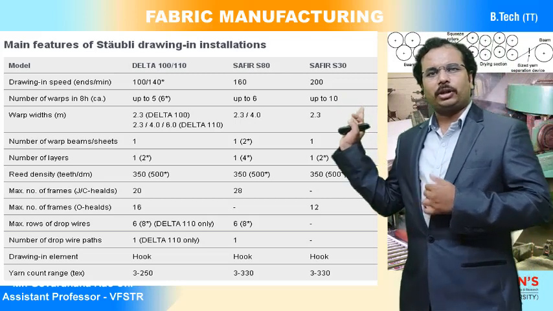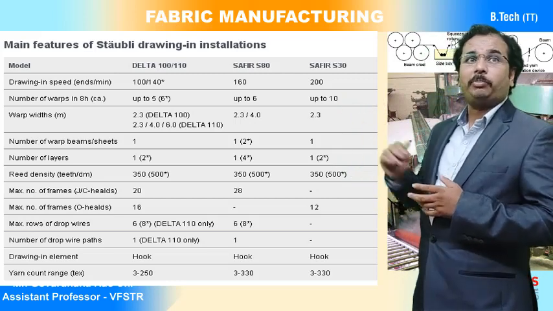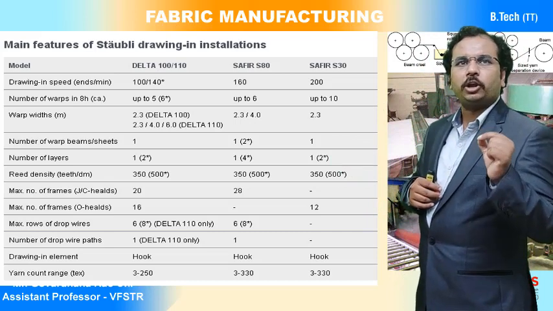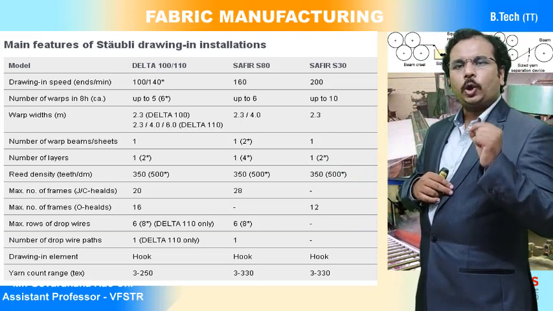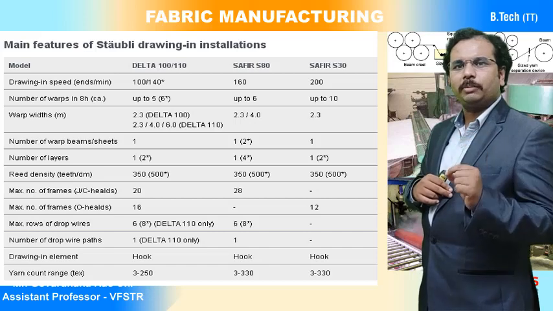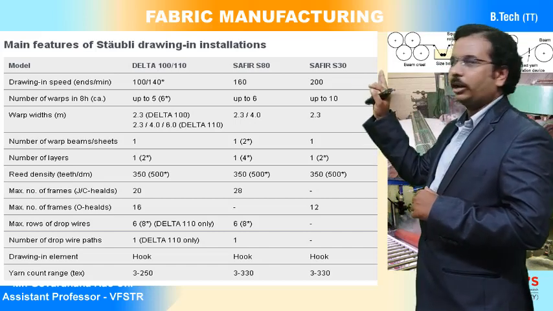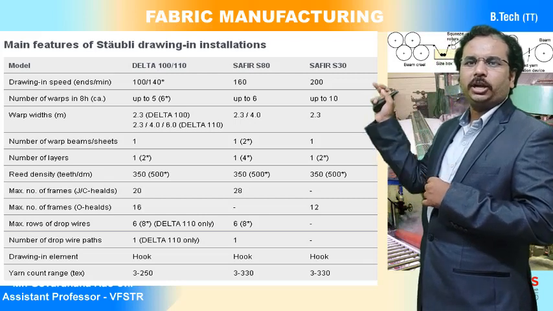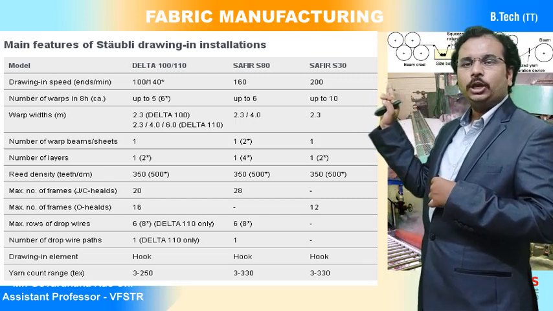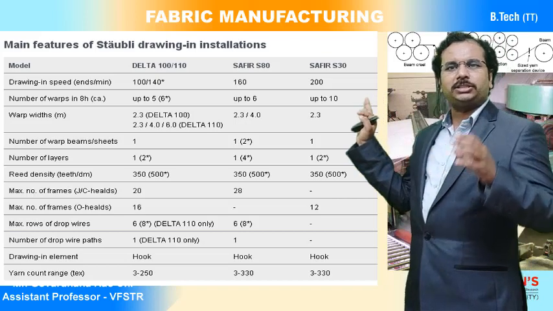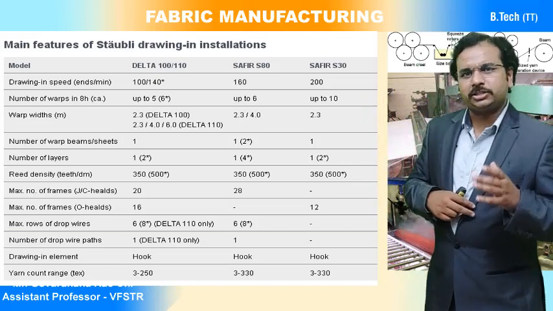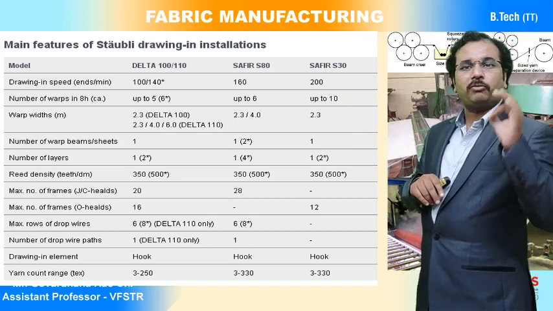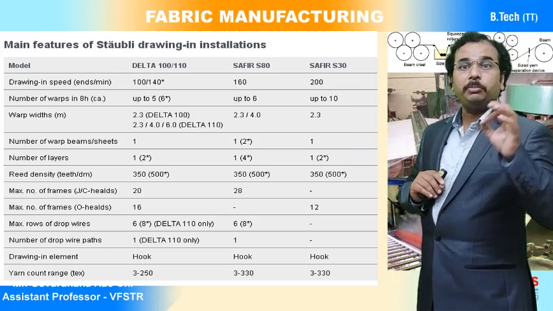There are 3 different models I have given, and you can observe the drawing-in speed, mainly ends per 1 minute. How many ends per 1 minute is it drawing in the Delta machine? It is 100 to 140, and you can see that the Safari S80 is drawing approximately 160. So as per the machine manufacturers' technical specifications, up to 160 ends can be drawn per 1 minute of time. Okay, per 1 minute of time.